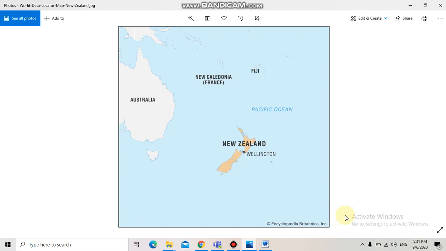And moving on, this is the map of where New Zealand is. As you see, New Zealand is an island in the Pacific Ocean. And New Zealand is a neighbor of Australia, as you see here. So somehow New Zealand should be in the south part of the globe. And as you see here, this is the capital of New Zealand. So what's the name of the capital of New Zealand? It is Wellington.